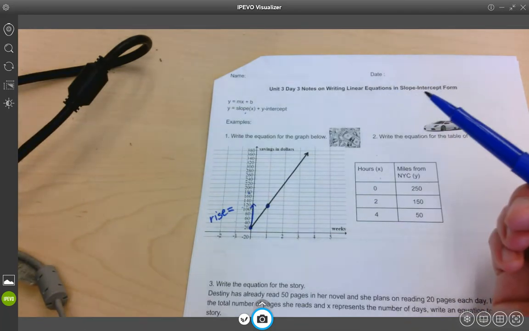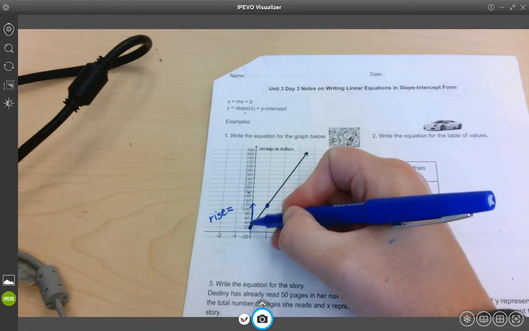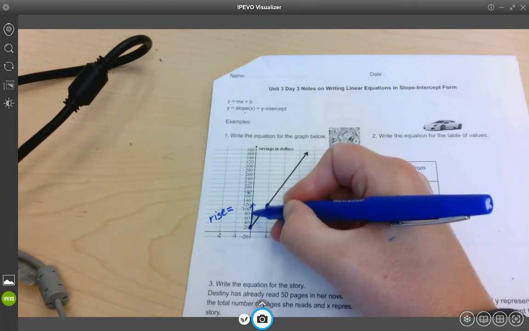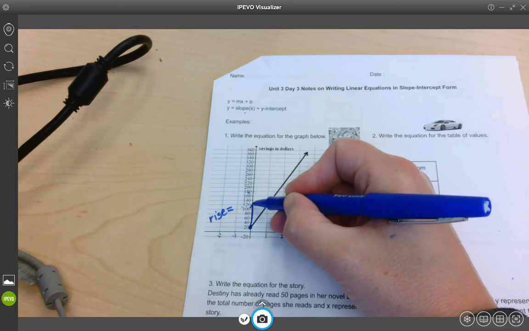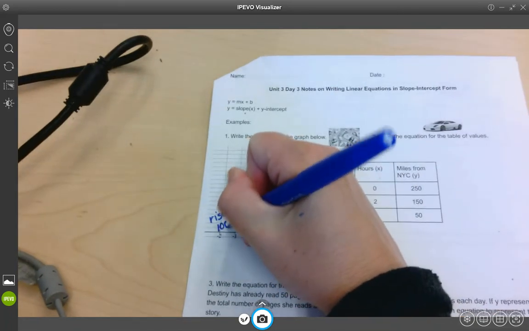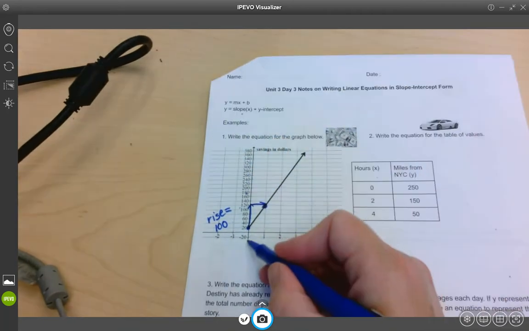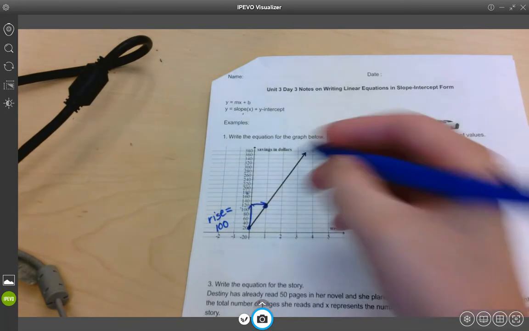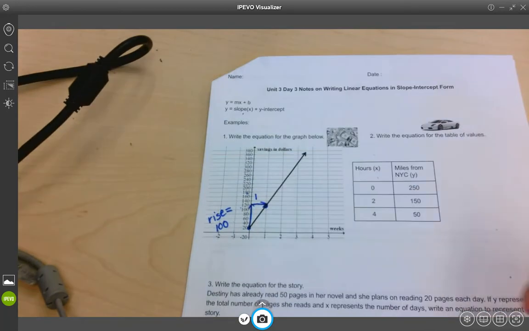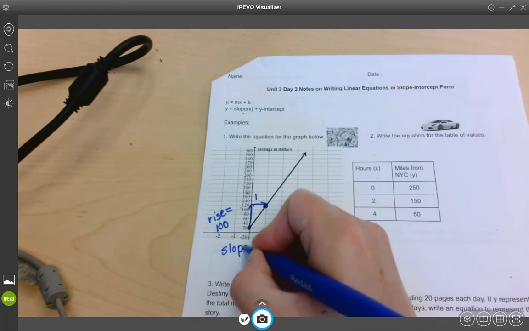I heard 100 and I heard 80. Let's just count by 20s as we go up. Let's go 20, 40, 60, 80, 100. Yep, I heard a confirmation for 100. So the rise is 100. And then the run is how many weeks? Just 1 week. Okay, so the slope is 100 over 1, which is just 100.